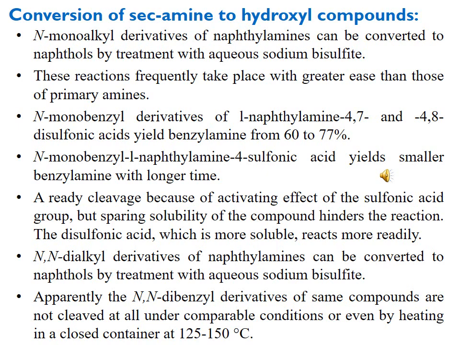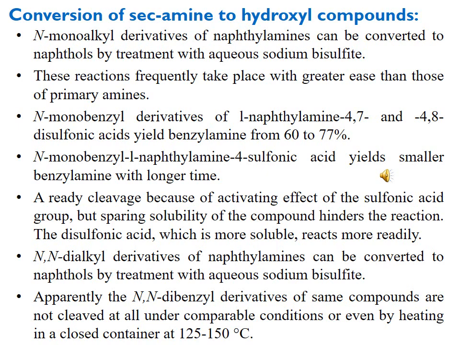Here is the case of conversion of secondary amines into hydroxyl compounds. As we have discussed, secondary amines having an aryl substituent are not converted into the hydroxyl compounds, but the N-alkyl substituted amines are easily converted into naphthols or alcohols by the use of sodium bisulfite. But this should be kept in mind: this reaction takes place with more ease as compared to that of primary amines. That is, secondary amines having an alkyl substituent are easily converted into alcohol as compared to simple primary amines. Here are some examples.